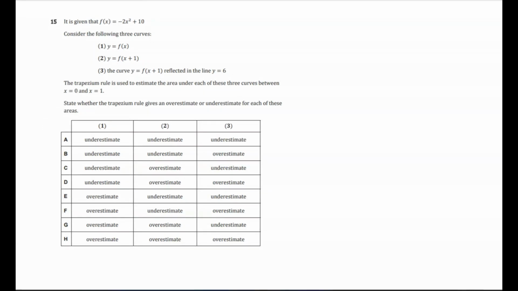So one important distinction that we can make to help us in this question is that if a curve is convex, using the trapezium rule will give an overestimate. And if the curve is concave, then it will in general give an underestimate.